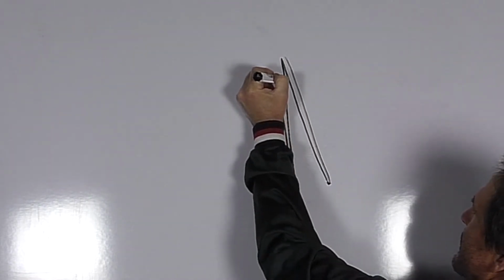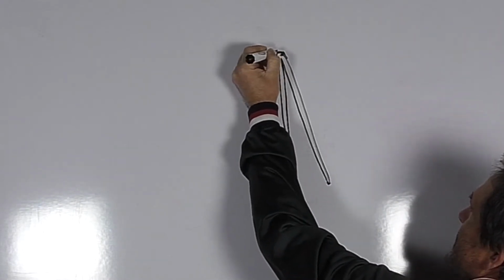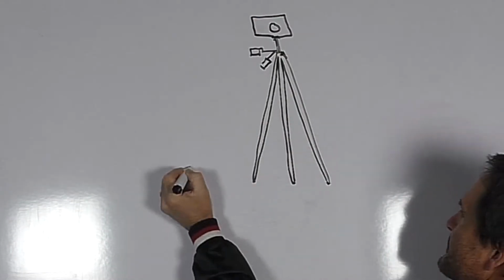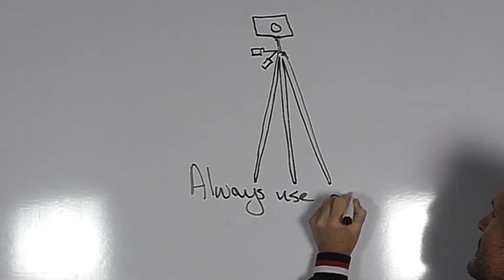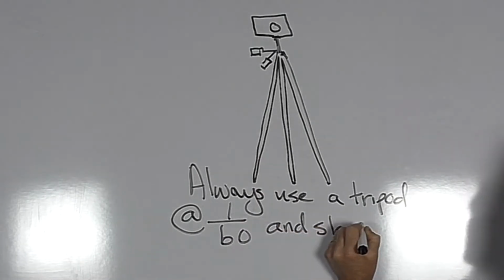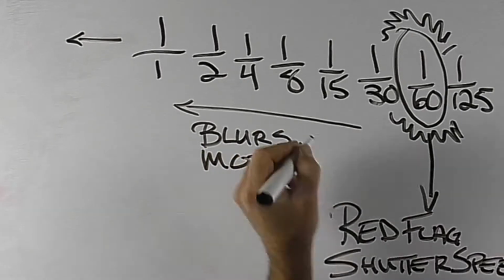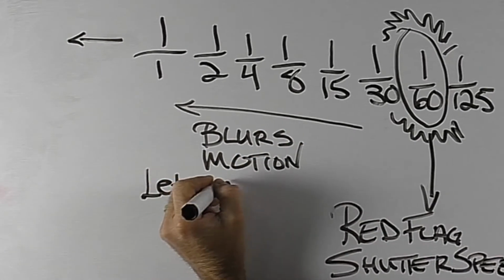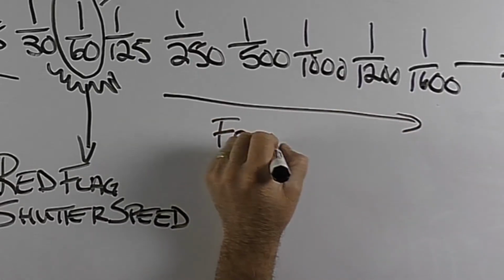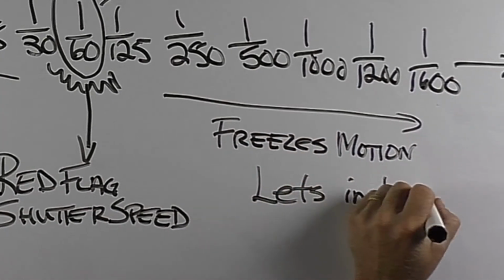I even use a tripod at 1/60th if I can help it. If you are going to handhold 1/60th of a second, you need to be sniper still and hold your camera as steadily as possible. Take a deep breath and focus very intently on not shaking the camera when you push the shutter release button. So in review, shutter speeds slower than 1/60 are going to blur motion and let in more light. Shutter speeds faster than 1/60th will incrementally freeze motion better and let in less light.